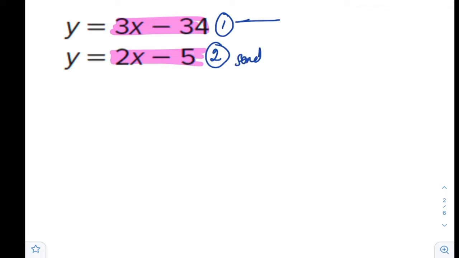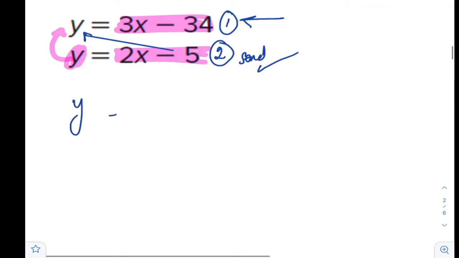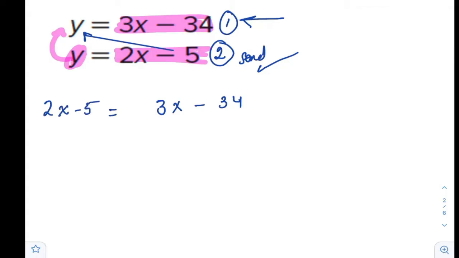What is the receiver? This one. Equation 2 will send the value of y to this equation. So simply you will take this expression and replace it instead of this y. So equation 2 gives. Now this is equation 1. I will rewrite it so that you understand what I'm doing. So now this y will be replaced by 2x minus 5. And this is an equation with one variable.